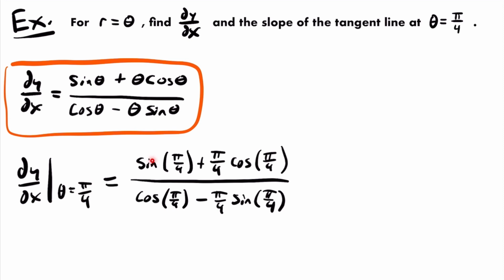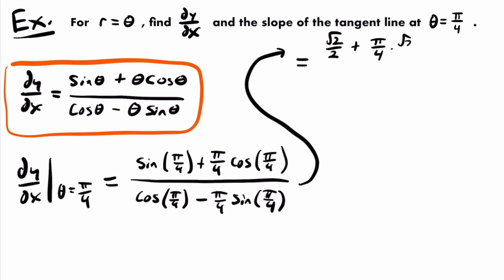Now we just have to evaluate sine and cosine at those angles and then simplify our slope. Sine of pi/4 and cosine of pi/4 are equal to the same value. They're both the square root of 2 divided by 2. So if I continue our work up here, this will be equal to the square root of 2 divided by 2 plus pi/4 times the square root of 2 divided by 2, and that will be divided by the square root of 2 divided by 2 minus pi/4 times the square root of 2 divided by 2.